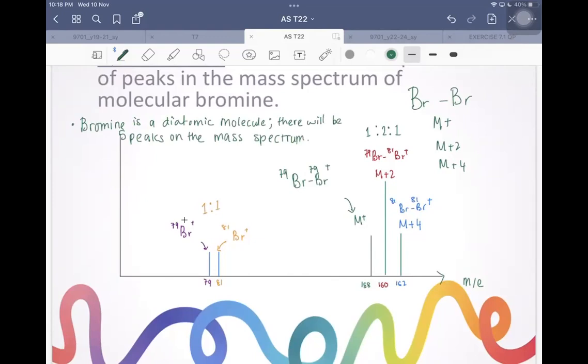Okay, so this is the fragmented, whereas this is the molecular ions. Well, actually the molecular ion should be M+, not the M+2. Okay, maybe I should change this so as to not confuse you, right? Molecular ion is the one at 158. The 160 and 162 is just due to the isotopes of bromine. Okay.